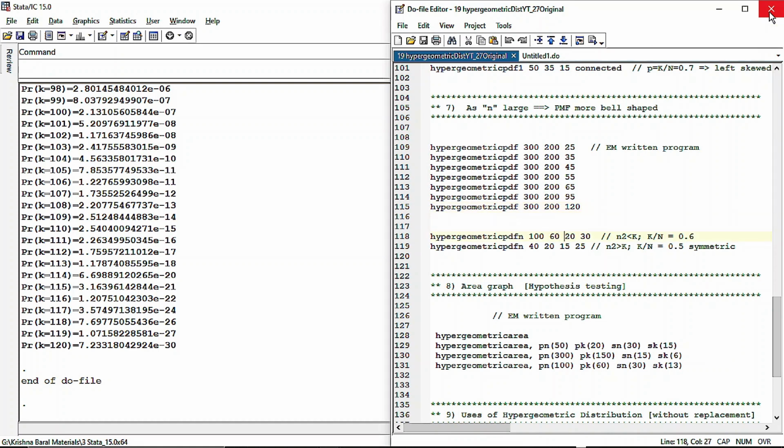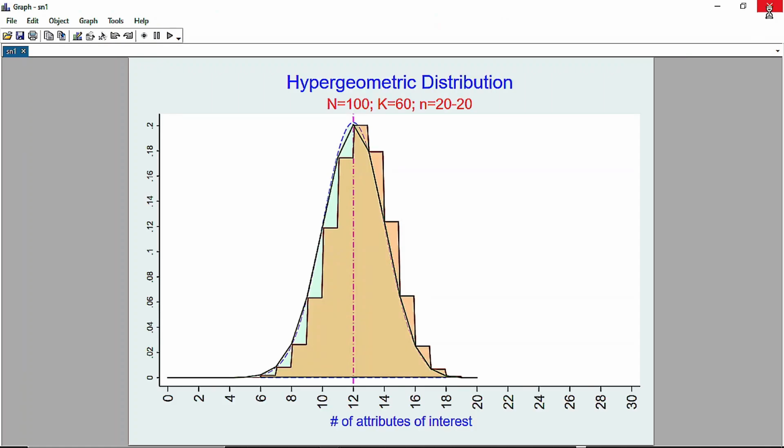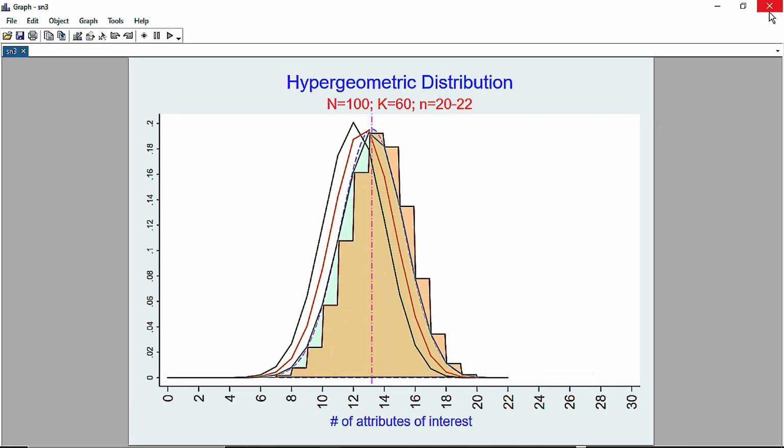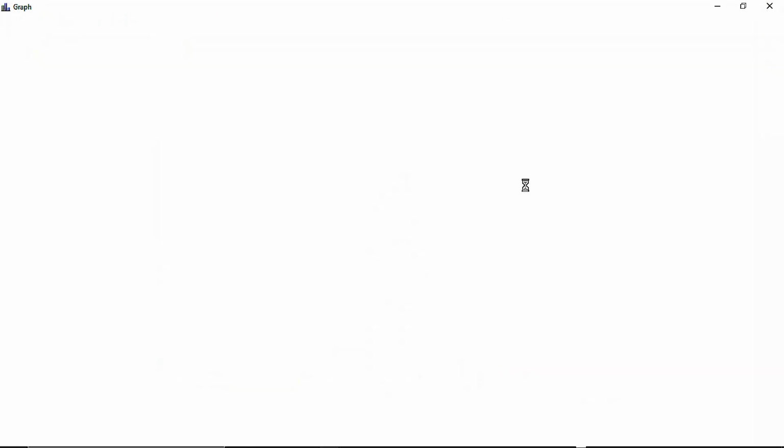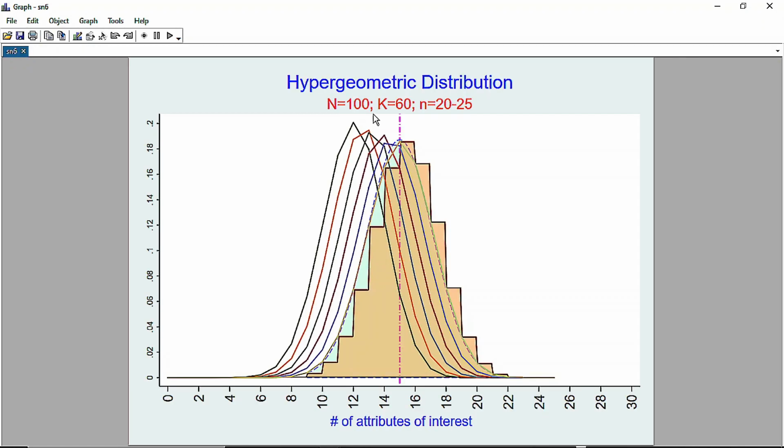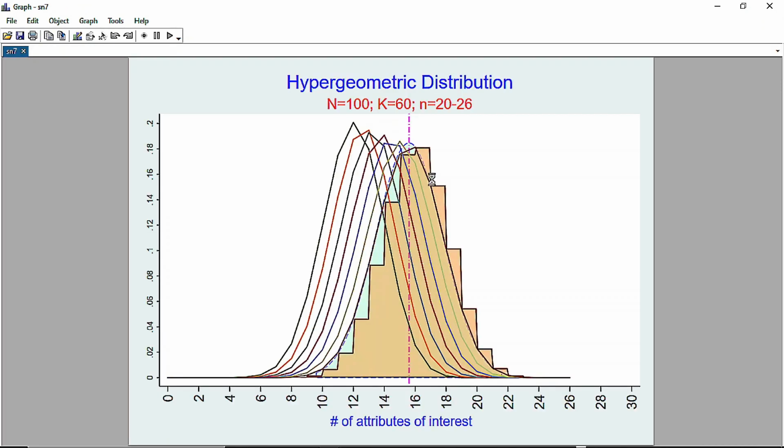Now let us again simulate the value of the sample. So we are increasing the sample from 20 to 30, and for the population 100, and the attributes of special interest to be 60. And let us draw the graph, and we will see the single graph. 60 by 100 is 60%. That is why the graph is not a bit symmetric.